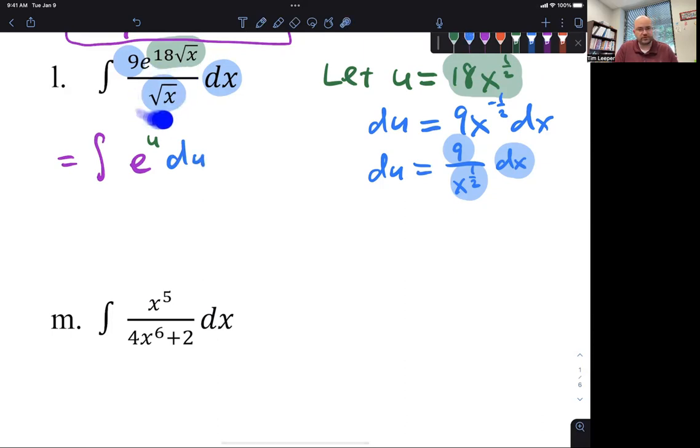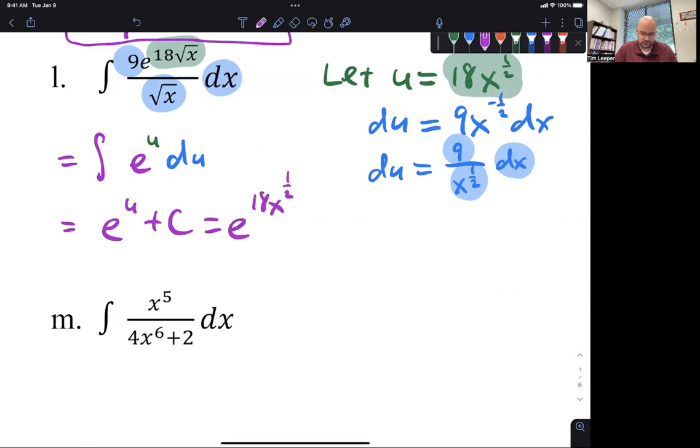So while it looks really difficult here, it actually simplifies to a very simple antiderivative. And again, it is its own antiderivative, so it will become e to the u power plus c. Remember, u here is 18x to the 1/2 power, or 18 square root of x. I'm okay with it, whichever one you want to use. And there you go. That is L.